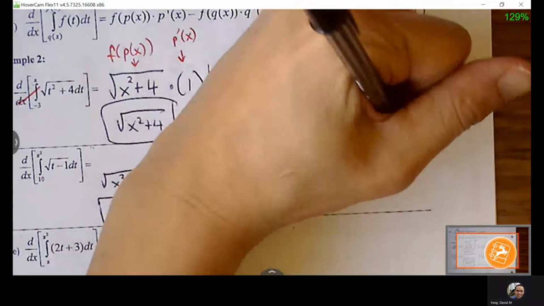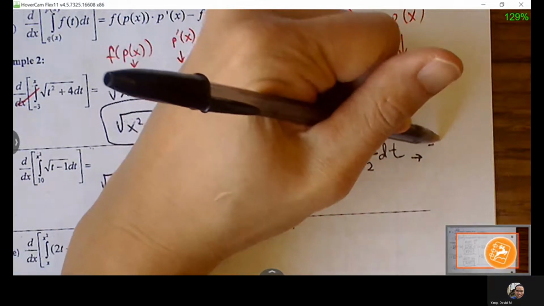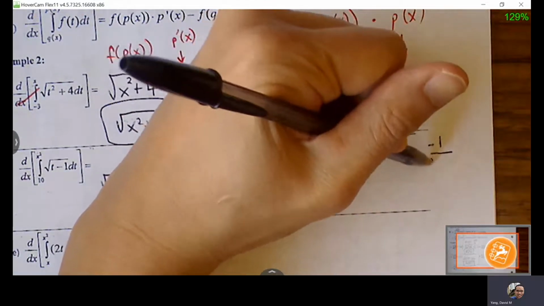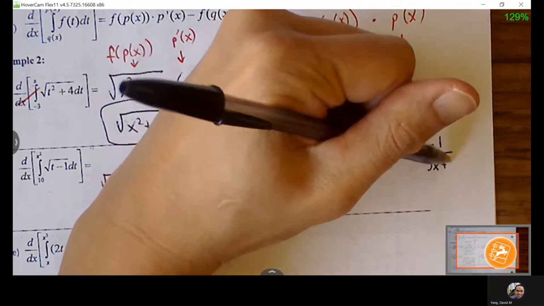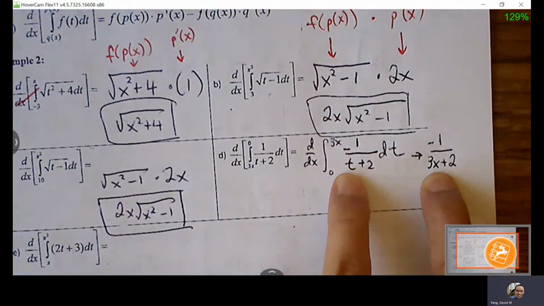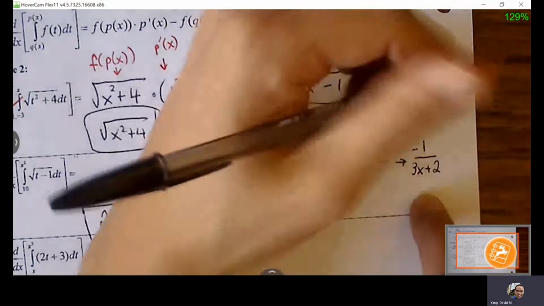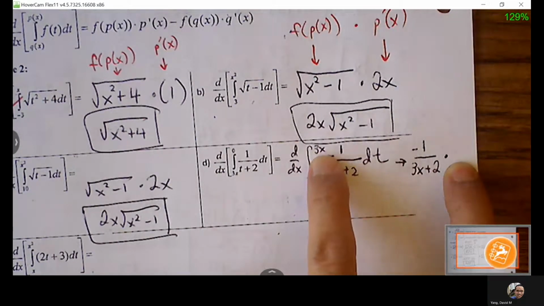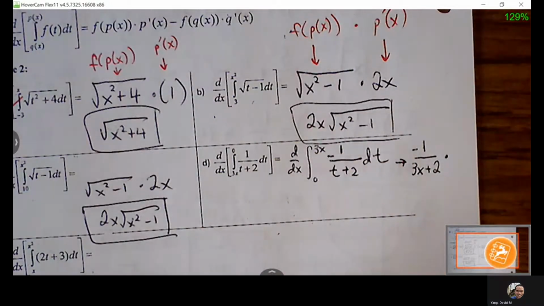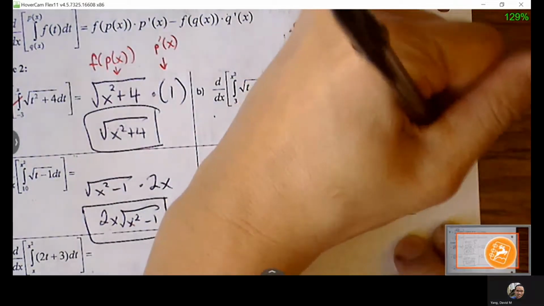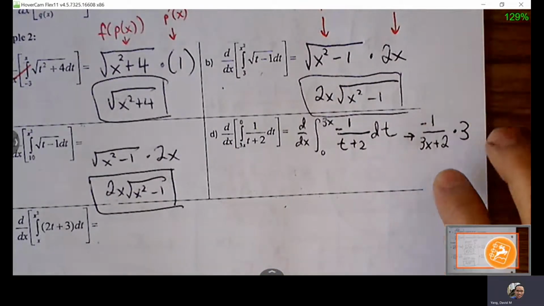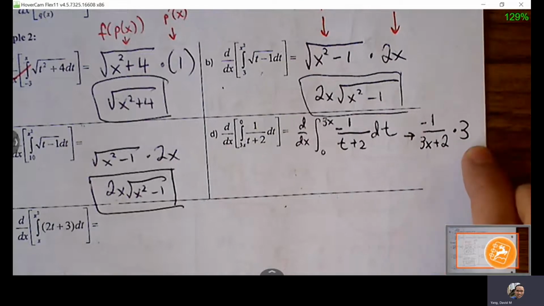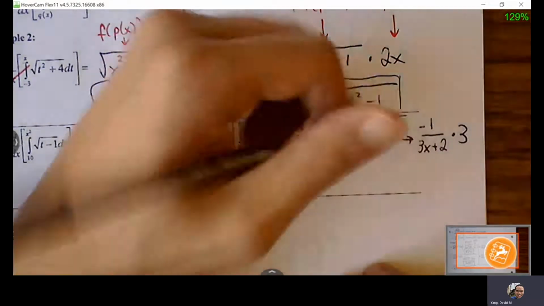All right, so what do we get? Negative 1 over 3x plus 2, right? Every t gets replaced with 3x. That's my f of p of x times what? Derivative. The derivative of 3x is just what? There's 3, okay. Yeah, you're doing the antiderivative, okay? So do a little bit of cleanup here. There's my f of p of x, there's my p prime. I can merge those together.